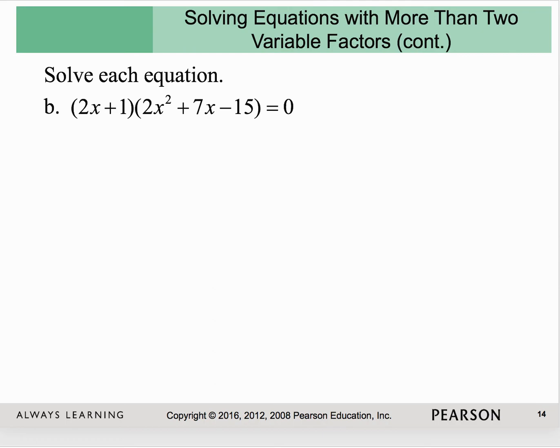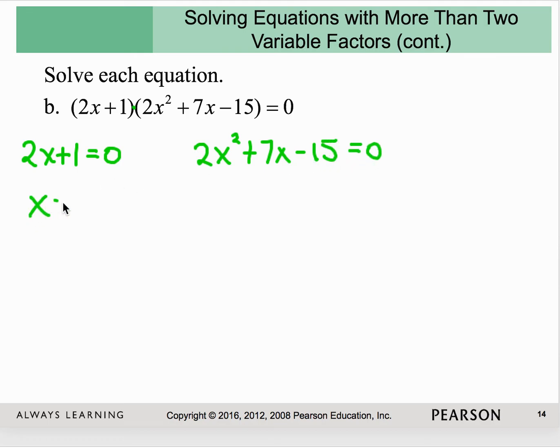Okay. Now, it's equal to 0, and these two things are already multiplied together, right? So really, I've got 2x plus 1 equals 0, or 2x squared plus 7x minus 15 equals 0. This part I can go ahead and solve because it's just a linear equation. This one I'm going to have to factor.